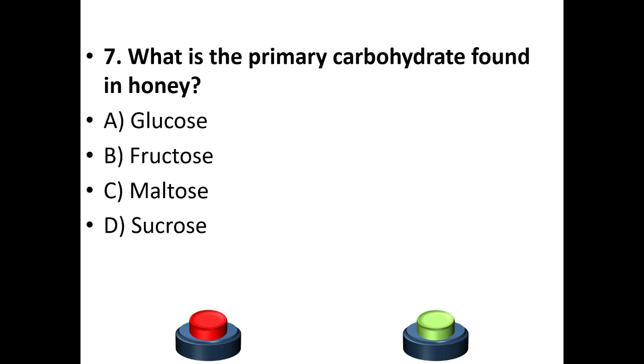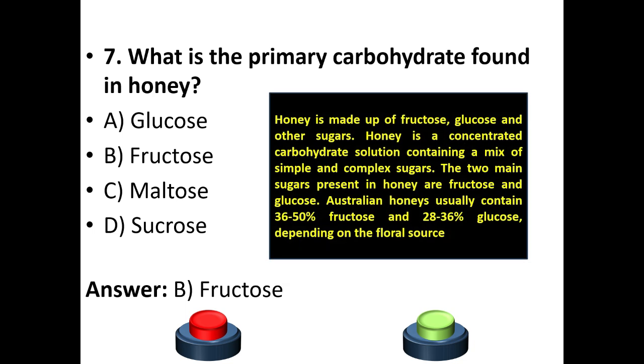Seventh question. What is the primary carbohydrate found in honey? Glucose, fructose, maltose, sucrose. Here which is the answer? Here answer is B, fructose. Honey is made up of fructose, glucose, and other sugars. Honey is a concentrated carbohydrate solution containing a mix of simple and complex sugars. The two main sugars present in honey are fructose and glucose. Australian honey usually contains 36 to 50% fructose and 28 to 36% glucose depending on the floral source.